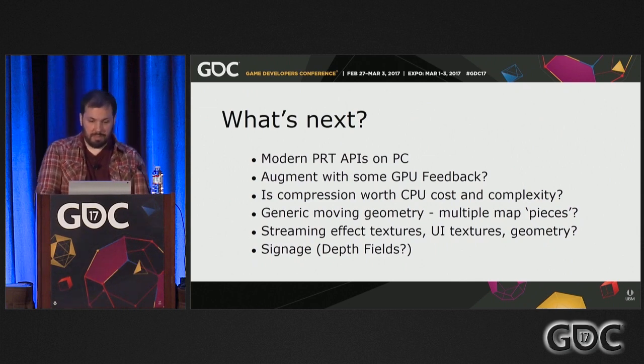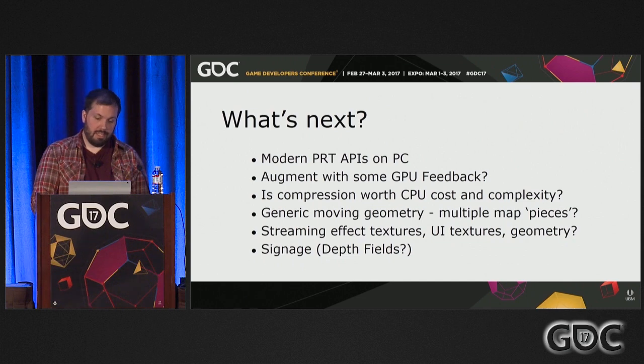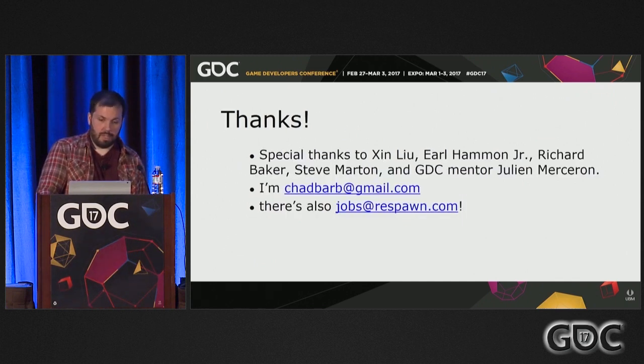So what's next? Moving to more modern APIs on PC. Augmenting some of this with some GPU feedback, if we can add cheap instructions to our shader to take some notes on what's visible and mix that in, that would be nice. And then looking into texture compression beyond GPU DXT compression and seeing if that's worth the CPU cost. And working better with moving geometry, streaming more of our textures and streaming geometry as well, like the actual vertices. And then finally, addressing signage, making it look better. All right, thank you.